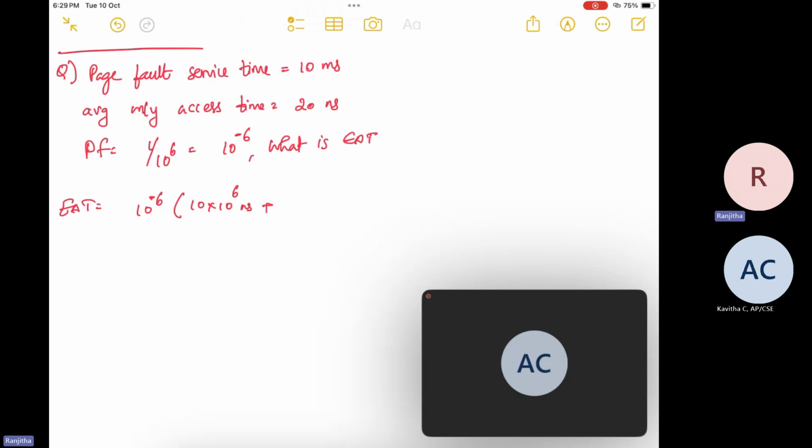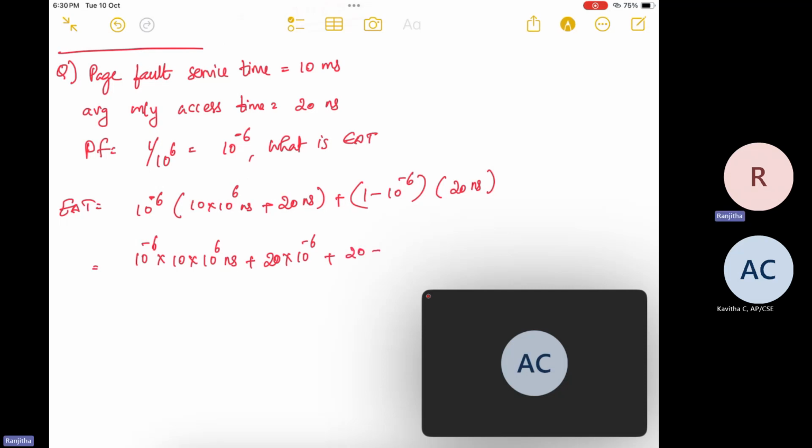Sorry, page fault service time plus memory access time, which is 20 nanosecond, plus 1 minus page fault rate, 10 power minus 6, into memory access time, that is 20 nanoseconds. Okay. So which is equal to 10 power minus 6 into 10 into 10 power 6 nanosecond, plus 20 into 10 power minus 6, plus 20 minus 20 into 10 power minus 6.